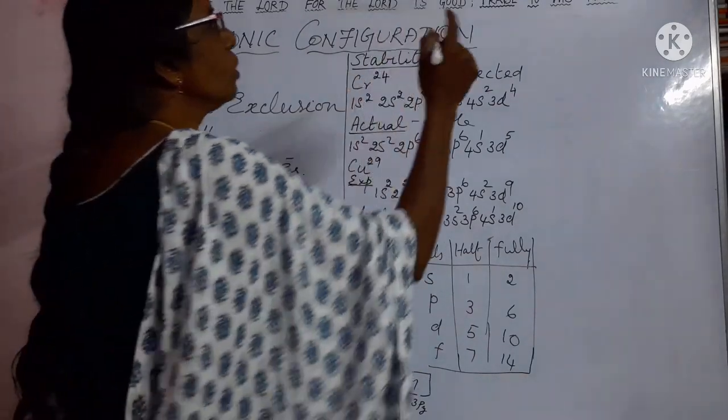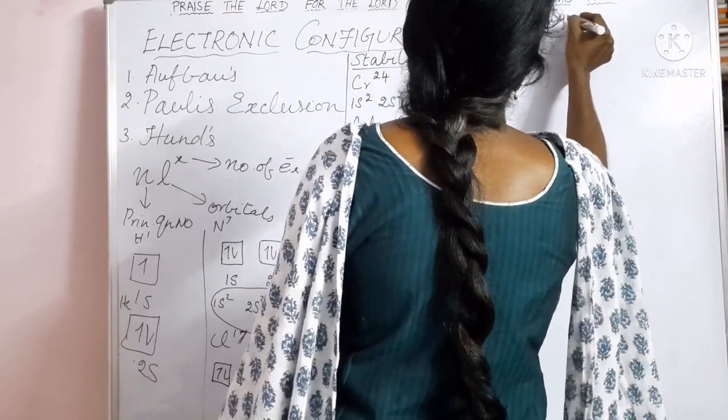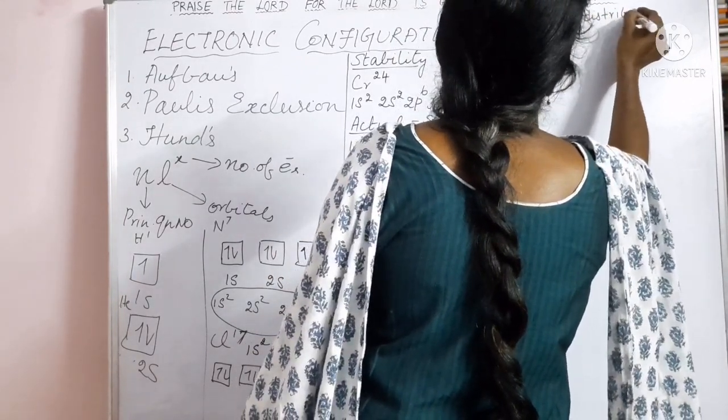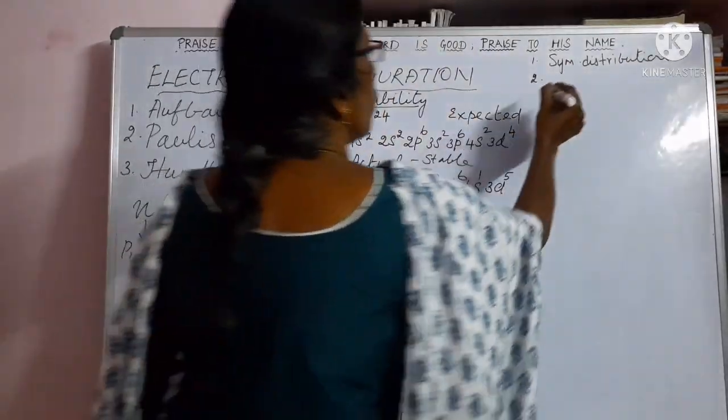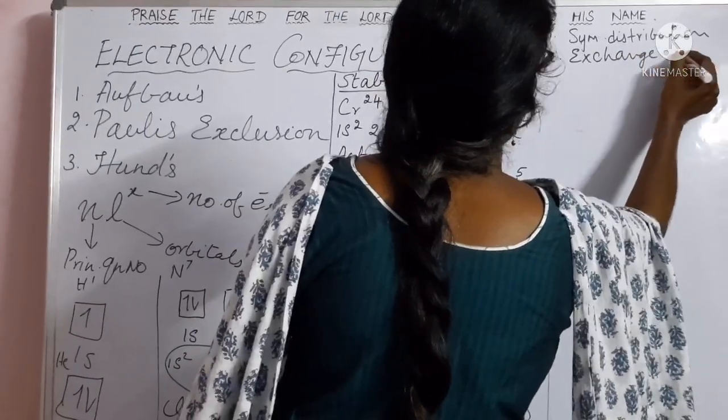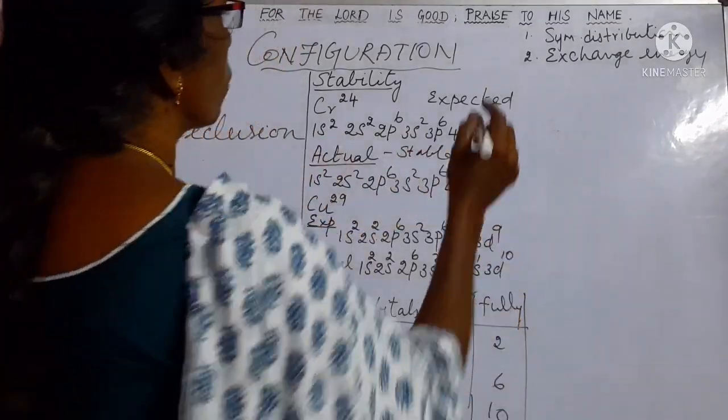Now we are going to see what the stability is due to. That is due to two reasons. One is the symmetric distribution of electrons. The second reason is higher exchange energy. Let me take the 3d orbital for chromium.